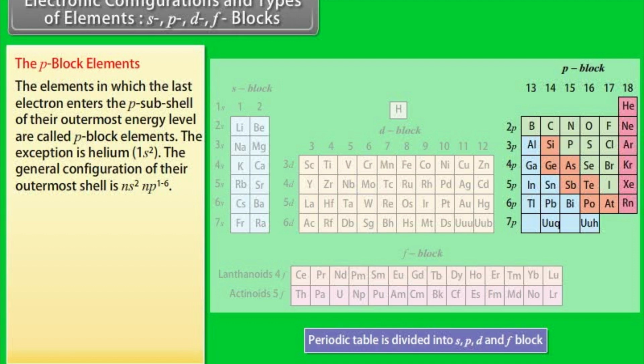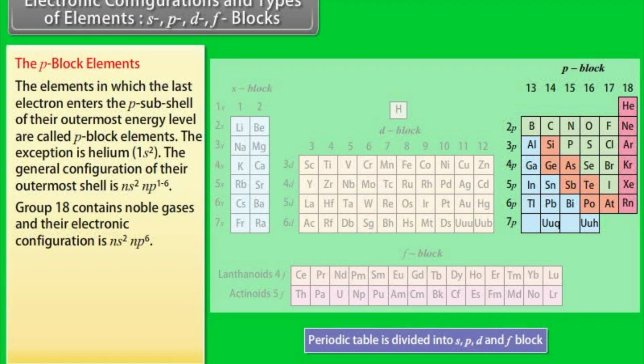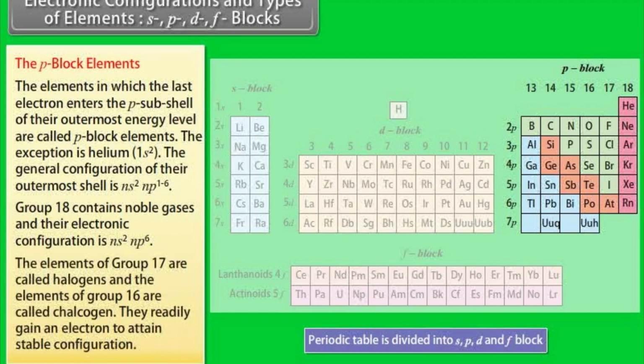The exception is helium. The general configuration of their outermost shell is: Group 18 contains noble gases and their electronic configuration is: The elements of group 17 are called halogens and the elements of group 16 are called chalcogens. They readily gain an electron to attain stable configuration.